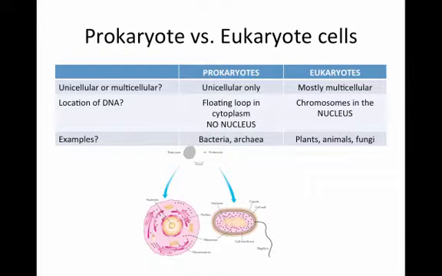Eukaryotic cells are larger and more complex. Oftentimes, these make up multicellular organisms. The DNA, or the chromosomes, is contained in a membrane-bound nucleus. Plant, animal, fungi, and protists are the main types of eukaryotic cells.